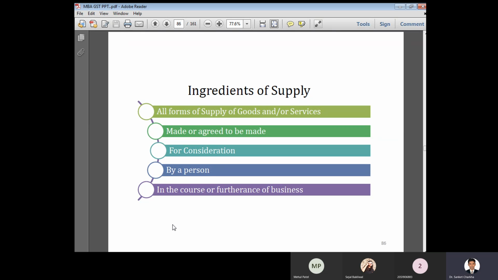Next consideration, it is by a person. So there must always be a person associated with this consideration, as per the definition provided for a person under the Sale of Goods Act or under the Income Tax Act. At every point of time, you have to identify what type of goods or services you are providing in the course or furtherance of business.